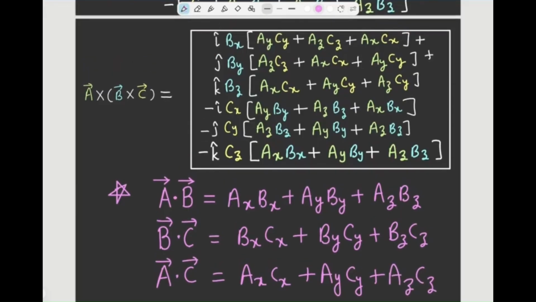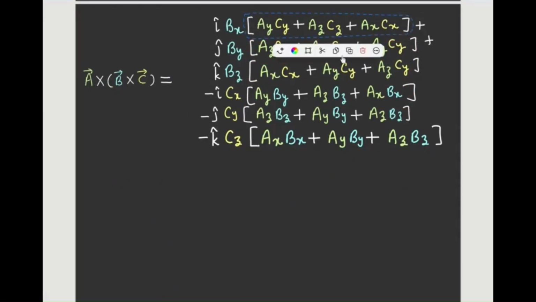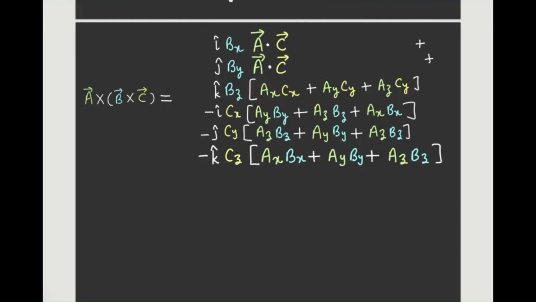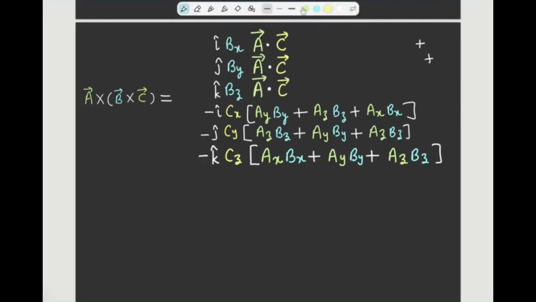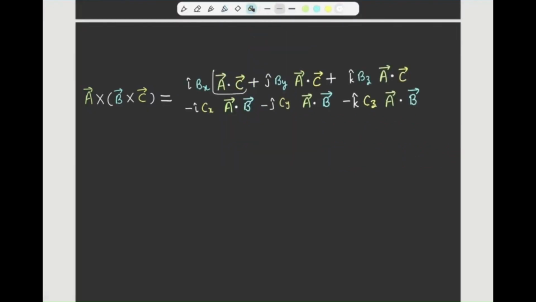So wherever we see ax cx plus ay cy plus az cz, let's set it equal to vector A dot vector C. And wherever we see ax bx plus ay by plus az bz, let's set that equal to vector A dot vector B. Aha! The right-hand side is already looking close to what we want it to be, which is back minus cab. Let's go ahead and factor out A dot C from the first three terms and factor out A dot B from the last three terms.